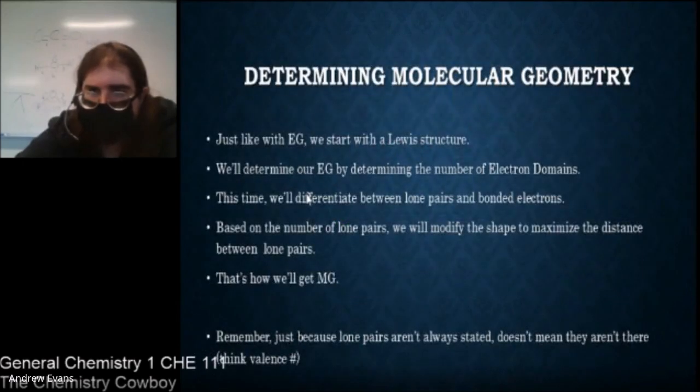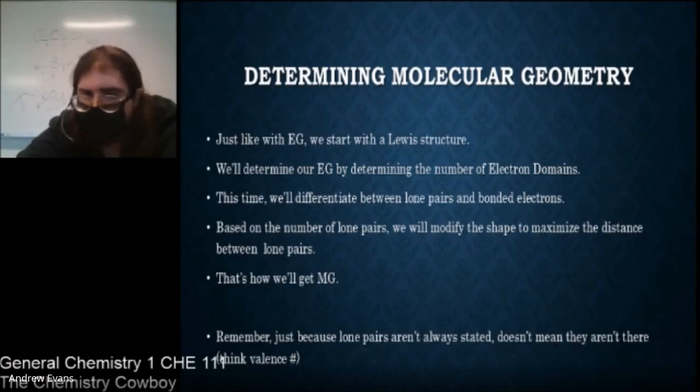Okay, let's see. So how would we determine molecular geometry? It's just like with electron domain geometry. We're going to start with a Lewis structure. All these guys will start with a Lewis structure. So we need to be at least comfortable with Lewis structures. We draw our Lewis structure. We're going to determine our electron geometry based on the electron domain. Once we're there, we start to differentiate between what is a lone pair and what is a bonded electron. And based on the number of lone pairs, we will modify the shape in order to maximize the distance. And that's going to be our molecular geometry.